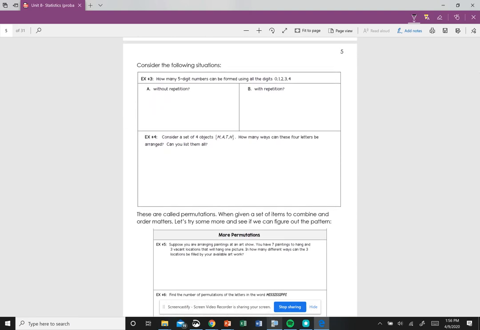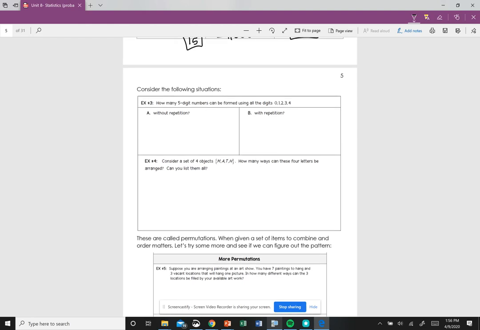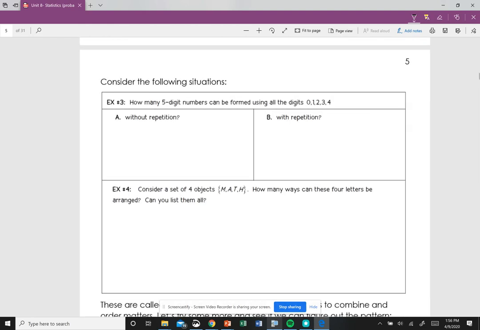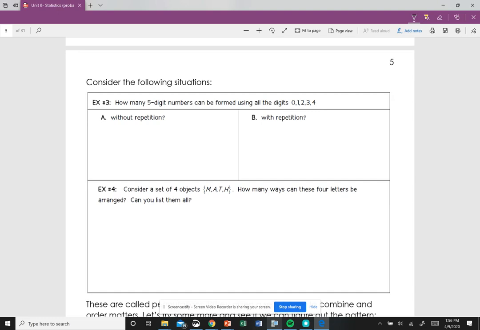All right, so we're going to be talking about something called permutations, but I'm going to show you what they are before I explain what they are. There's a reason for this. Okay, how many 5-digit numbers can be formed using all the digits 0, 1, 2, 3, 4?